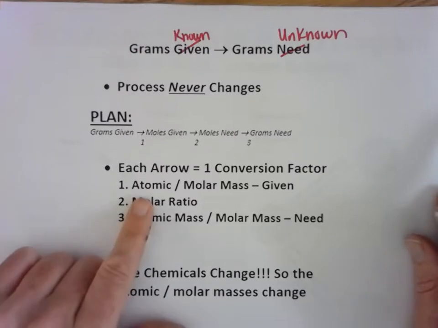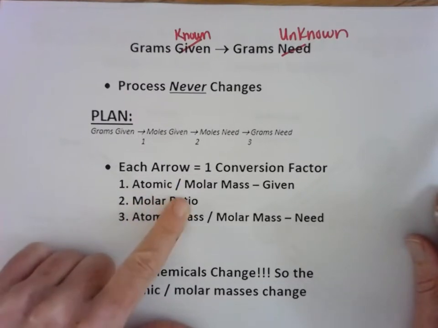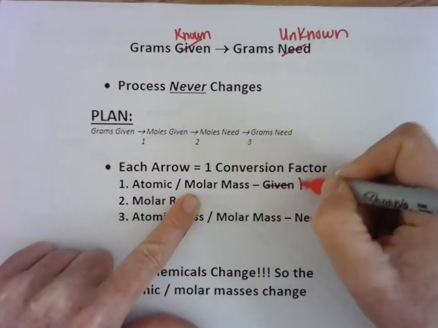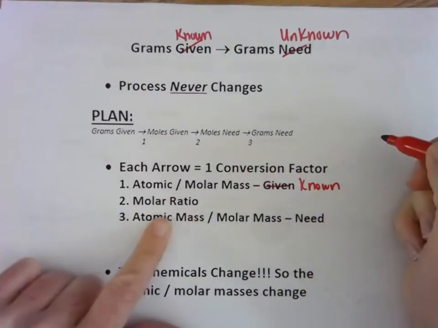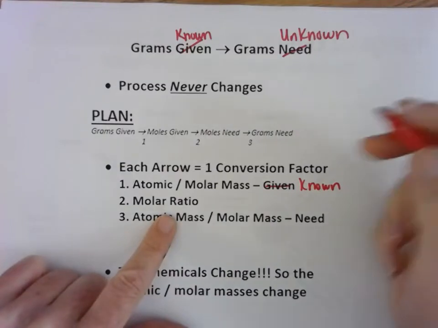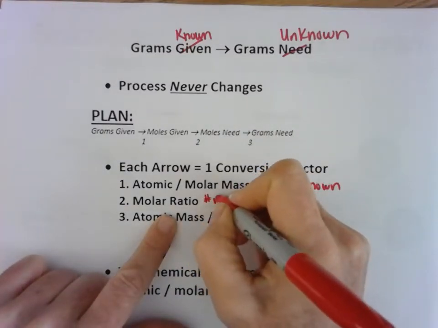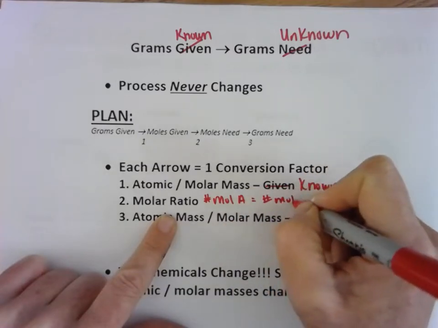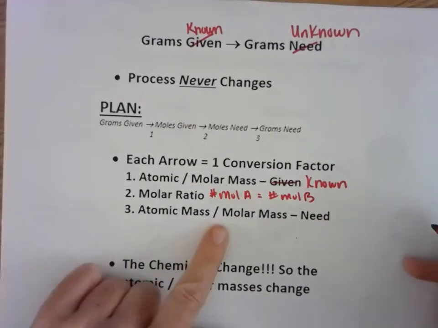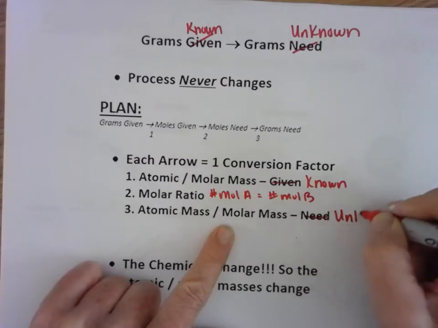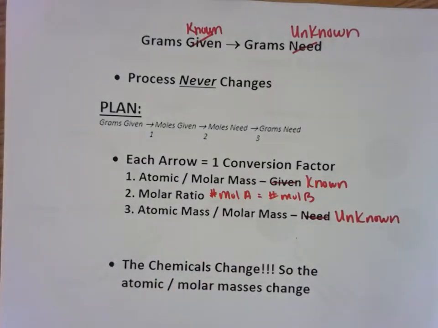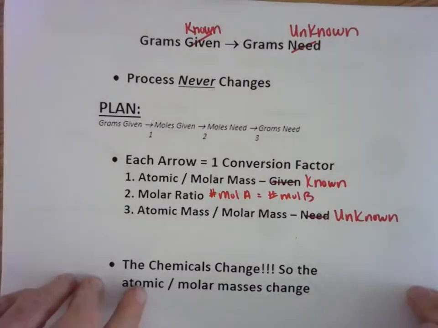The first arrow is going to be your atomic or molar mass of the known, and then you're going to do the molar ratio. So that is number mole A is equal to number mole B, and then we're going to do the atomic or molar mass of the unknown. The only thing that changes is the chemicals. So molar masses, atomic masses, and molar ratios change, but that's it.